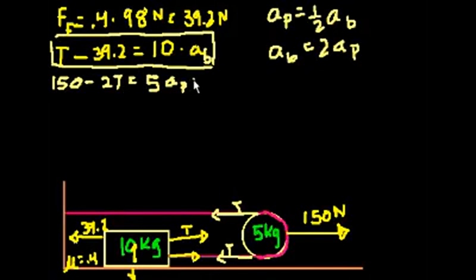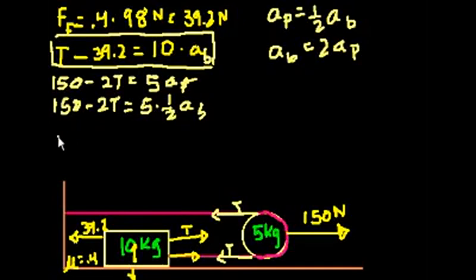So let's substitute here for the acceleration of the block. The acceleration of the pulley is 1/2 times the acceleration of the block. So let's substitute. So we get 150 newtons minus 2 times the tension of the wire is equal to 5 times, instead of the acceleration of the pulley, 1/2 the acceleration of the block, of this block here. And now let's try to solve. Well, we don't want to solve yet. We have to somehow substitute for what the tension of the wire is.